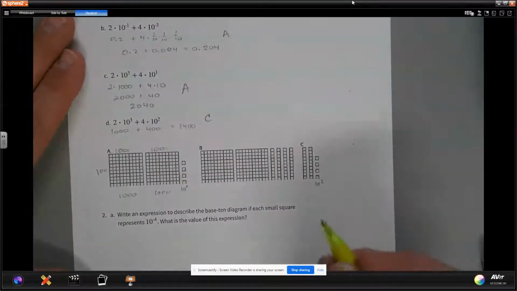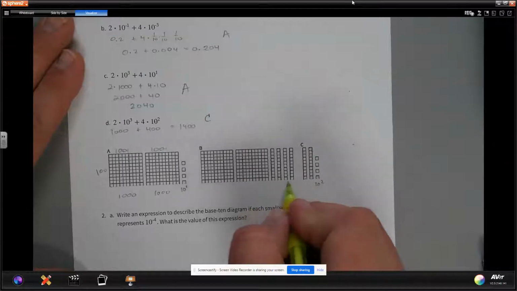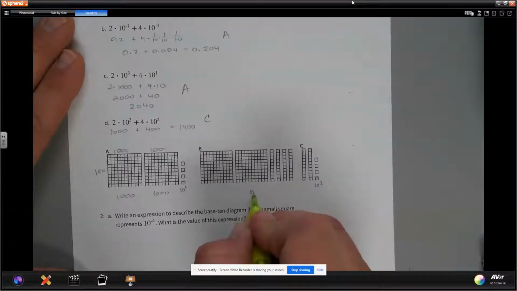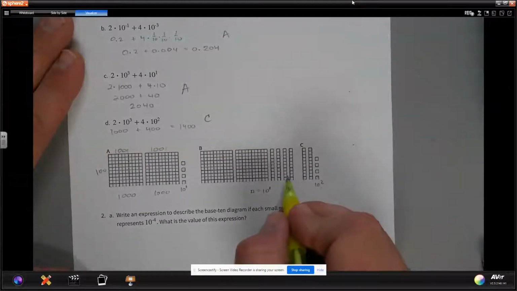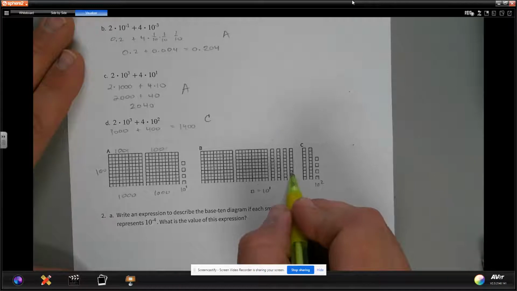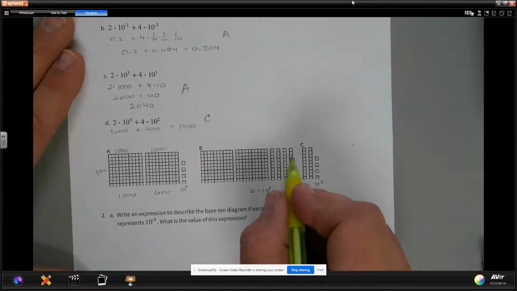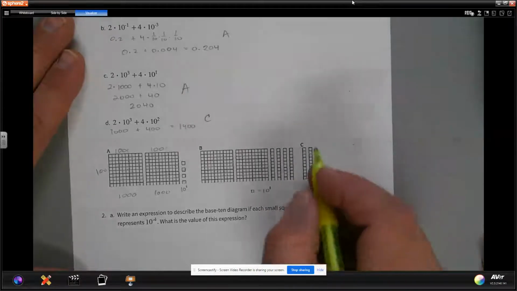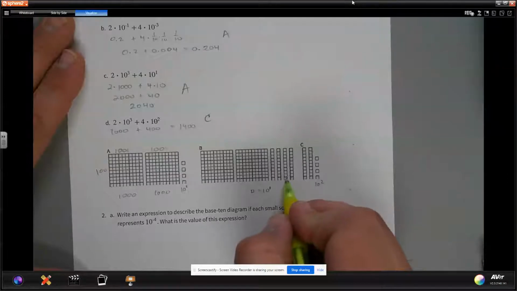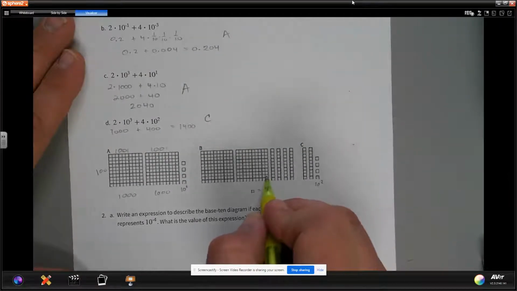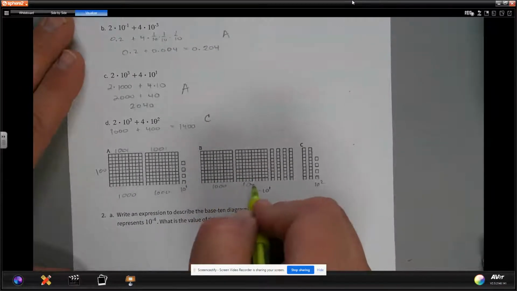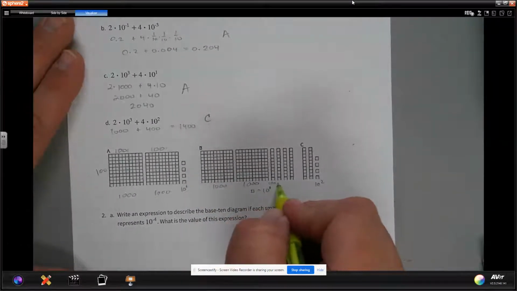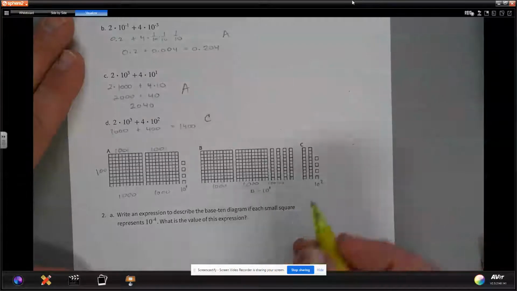If we look at B and we see each of these as 10 to the first power, an individual square equals 10 to the first power, then I can say 10 to the first power would be 10, 20, 30, 40, 50, 60, 70, 80, 90, 100. And then that 100 would be 100, 200, 300, 400. And 100 times 10 would be 1,000. So this would be 1,000, 1,000, 100, 100. You get the idea. It's getting really small.